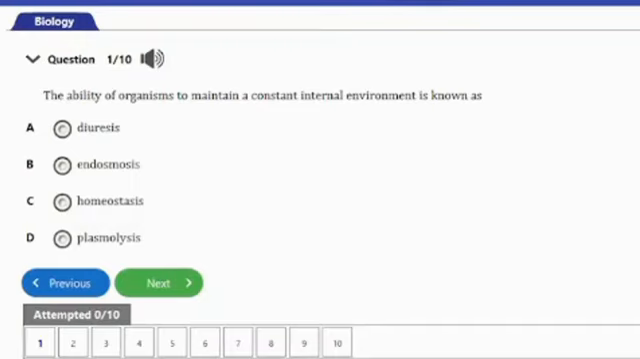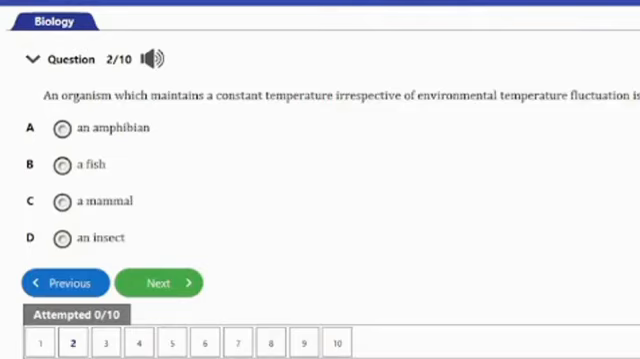Let's go ahead and consider the next question. That's question number 2. It says, an organism which maintains a constant temperature irrespective of environmental temperature fluctuation is A. An amphibian, B. A fish, C. A mammal, D. An insect. The answer to this question is option C, and that's a mammal. Mammals are actually able to maintain a constant temperature irrespective of the environmental temperature fluctuation. So that's it for that question.